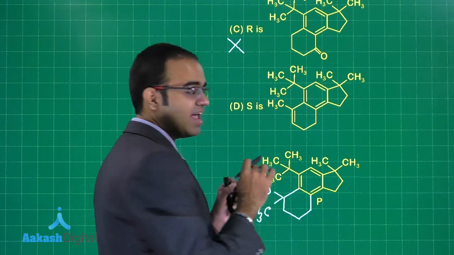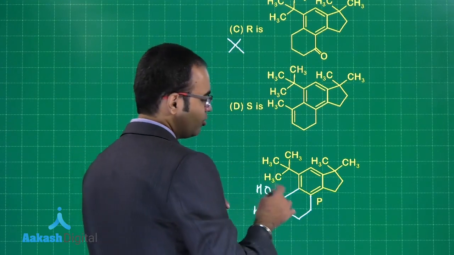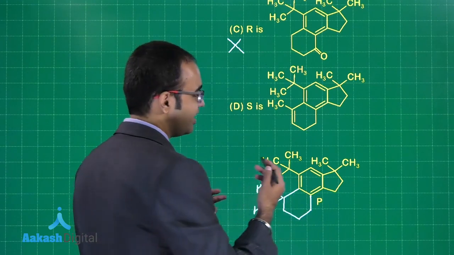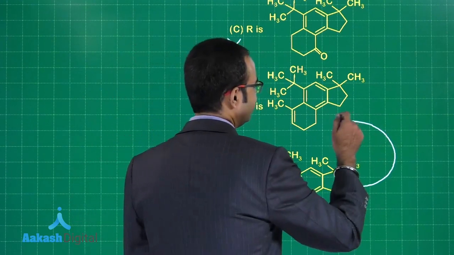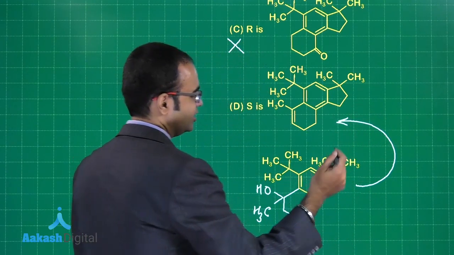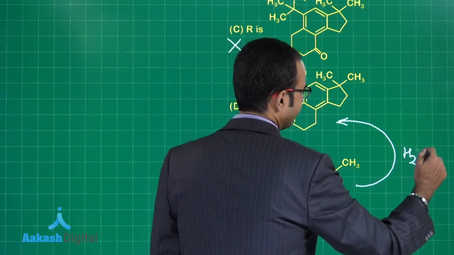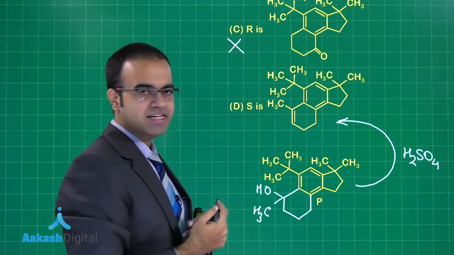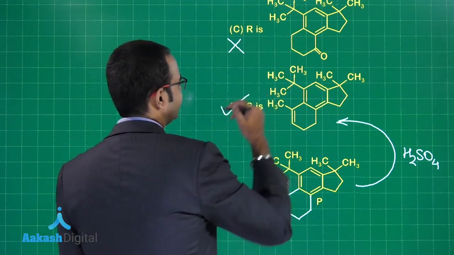Now to this you are adding H2SO4. So this will lose a molecule of water. If this loses water, what will happen? I'll get a double bond. This will give you this compound. Yes. If you are adding H2SO4, you will get this as your compound, right? So your answer is D.